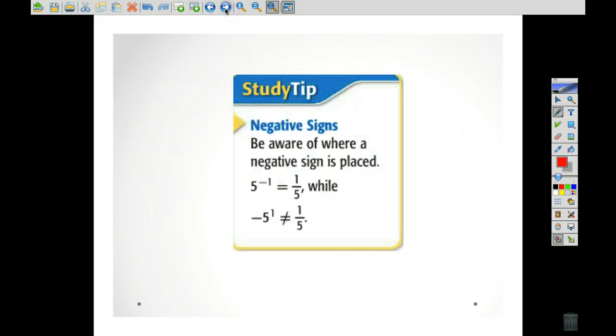Okay? Alright, study tip, negative signs. Be aware of where a negative sign is placed. So 5 to the negative first power is 1 over 5, while negative 5 over 1 is not the same thing. This negative just applies to the 5. So the negative power is only when you can bring it down as a denominator.